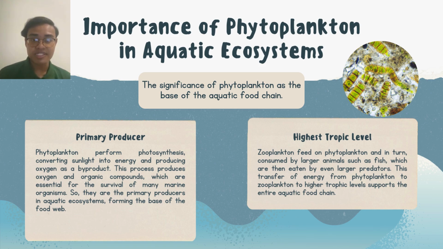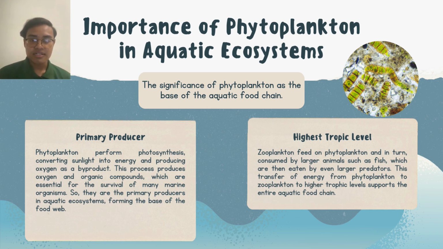So I will continue the presentation about the importance of phytoplankton in the aquatic ecosystem. The significance of phytoplankton as the base of the aquatic food chain divides into 2 points. Firstly, primary producer. Phytoplankton perform photosynthesis, converting sunlight into energy and producing oxygen as a byproduct. This process produces oxygen and organic compounds which are essential for the survival of many marine organisms. So, they are primary producers for the aquatic ecosystem, forming the base of the food web.